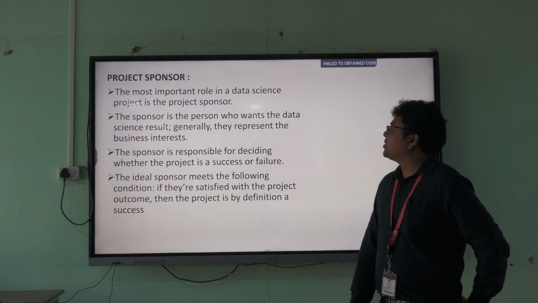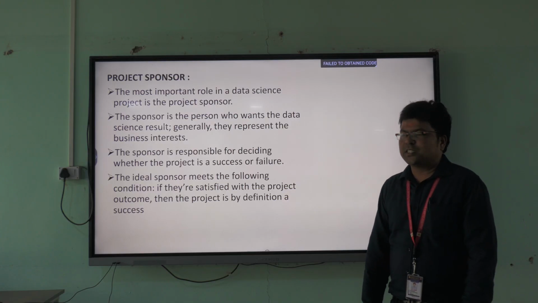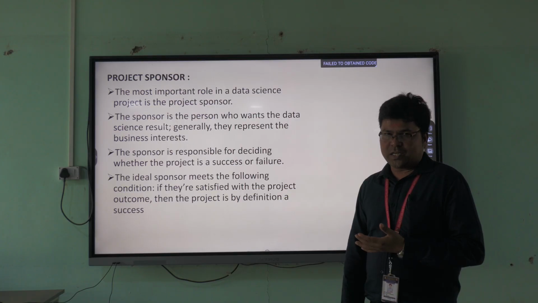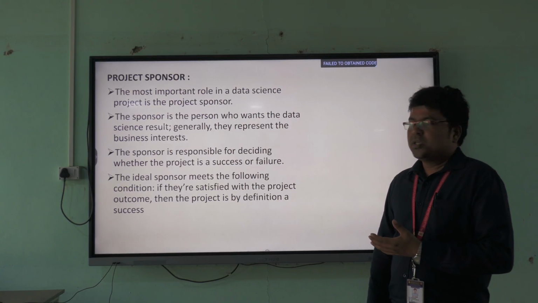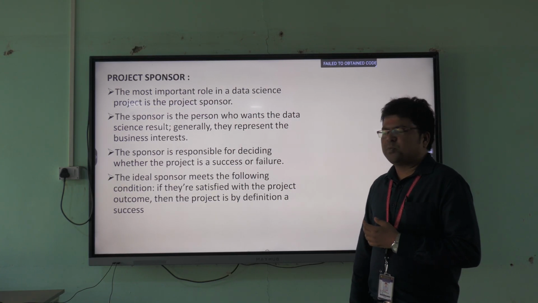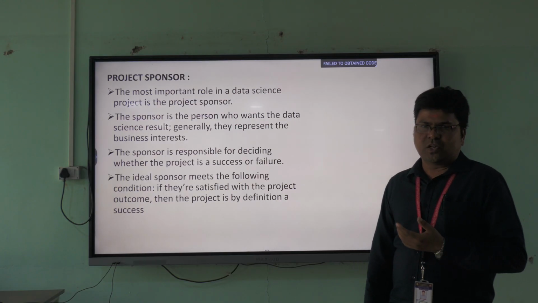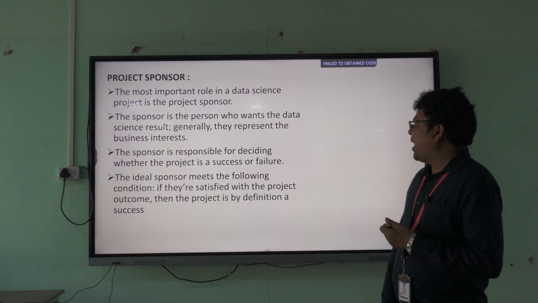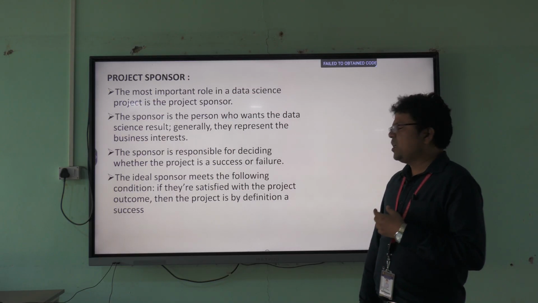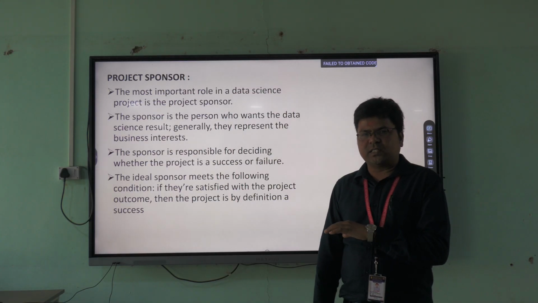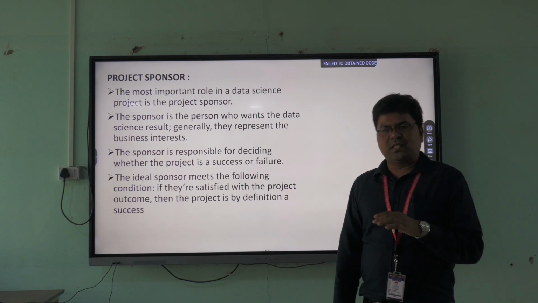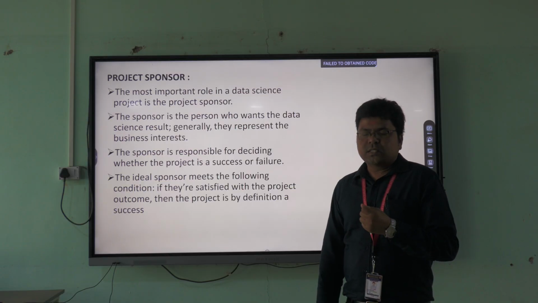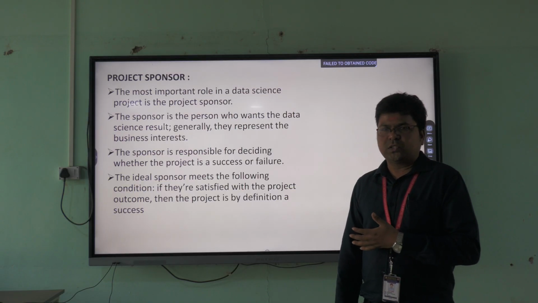The project sponsor is the most important role in the data science project. The sponsor is the person who leads the data science project for his particular company, and is responsible for deciding whether the project is successful or not. It depends upon his opinion. If the sponsor is satisfied with the project, we can say the project was successful, and if not satisfied, then the project was not successful.